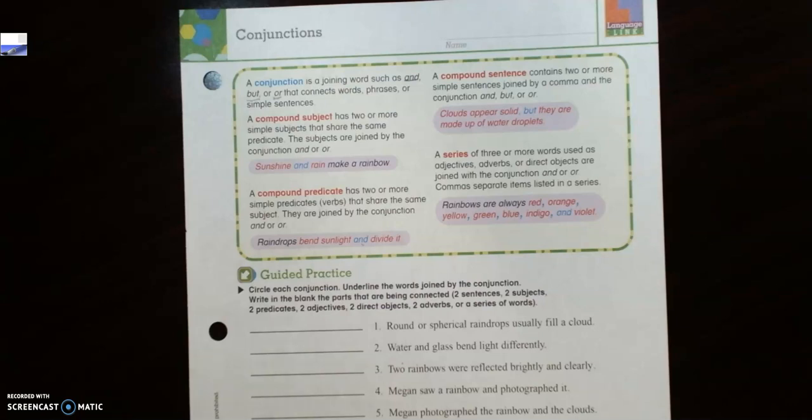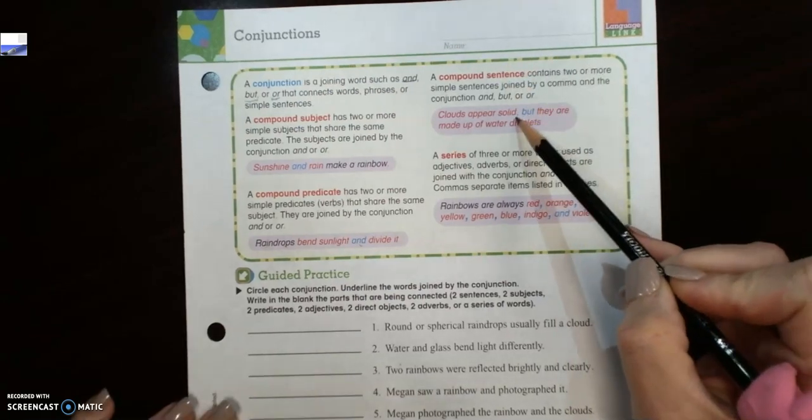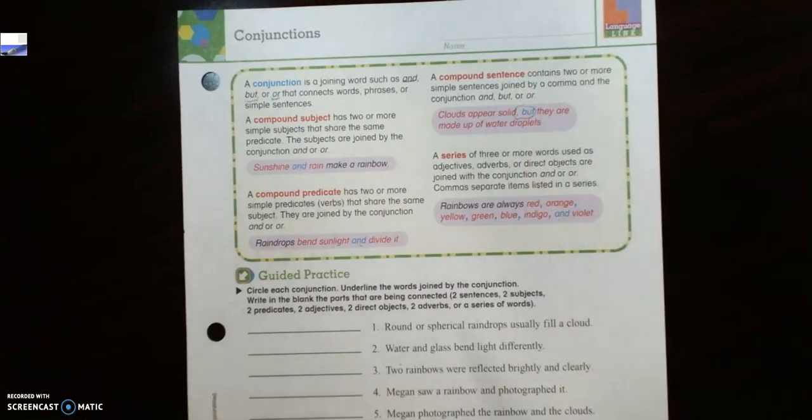So we could say clouds appear solid, period. They are made up of water droplets, period. But they squished these two sentences together and made a compound sentence. Don't forget that you have to have a comma and the conjunction when you have a compound sentence like this. So they're using the conjunction but right here, but it has to have the comma in front of it when you're putting two sentences together like that.